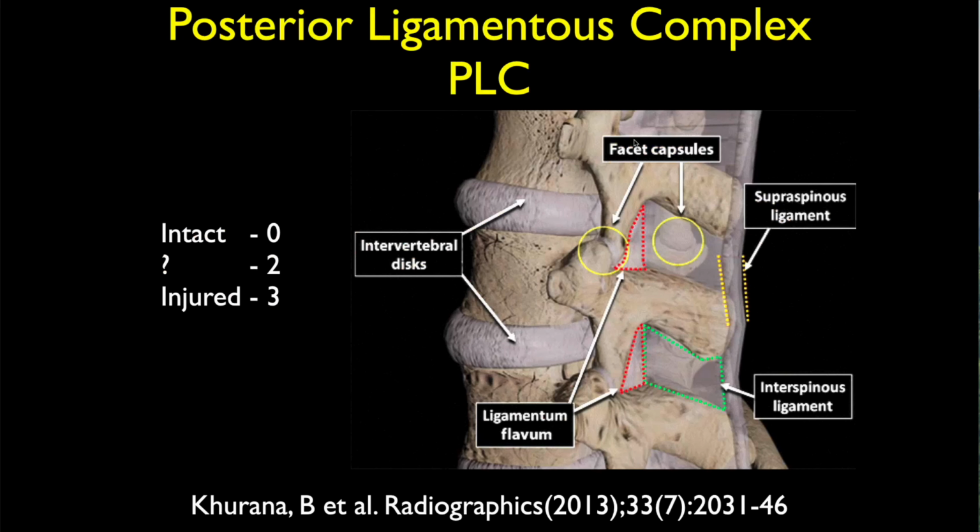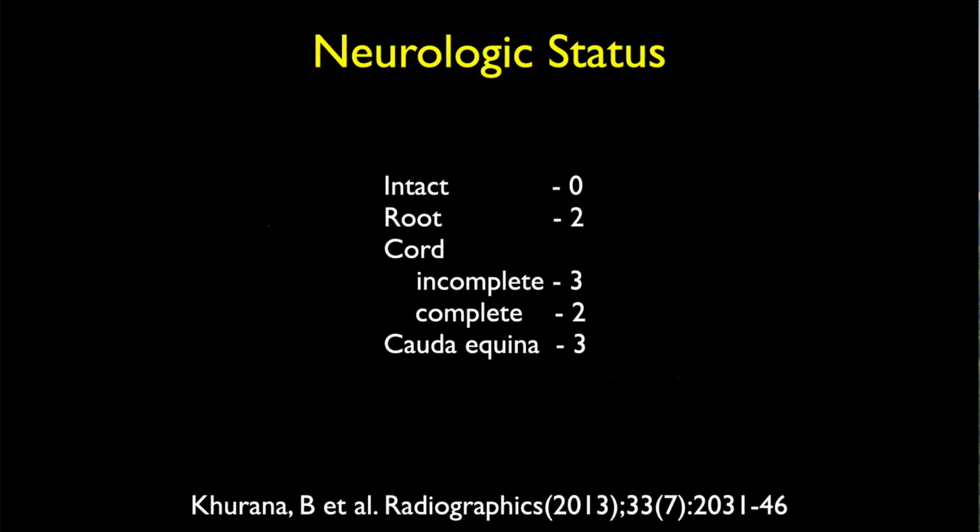If you have a simple compression fracture, the posterior elements are almost, or by definition, still intact. If you have burst lesions, it may be involved. With distraction lesions, you're going to have involvement of the posterior elements. So you need to evaluate the posterior ligamentous complex, the spinous processes, and the ligaments here. And then if there's a question of an injury, it's a 2. If it's a definite injury, you're increasing the risk by adding a 3.